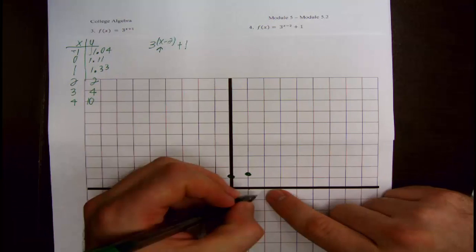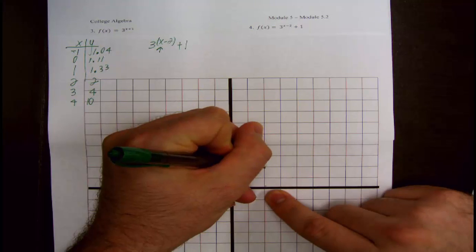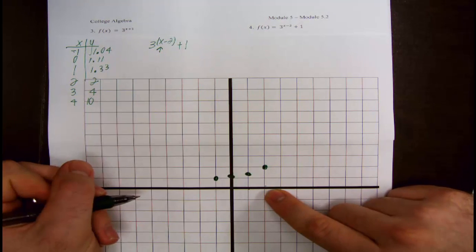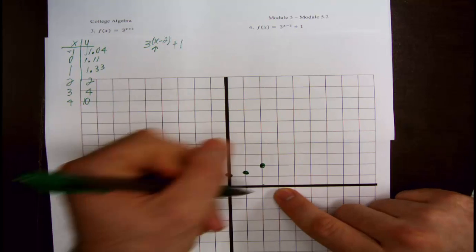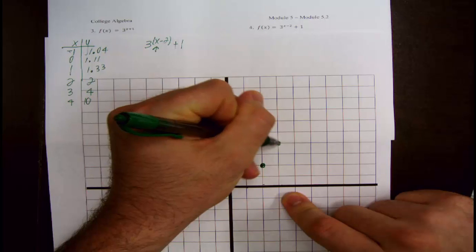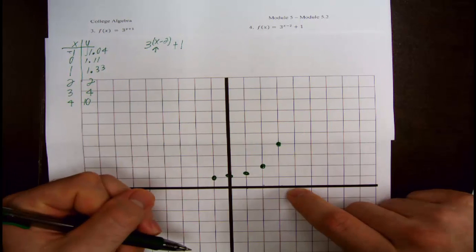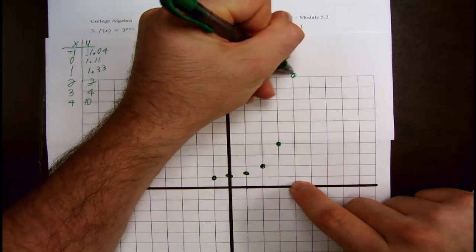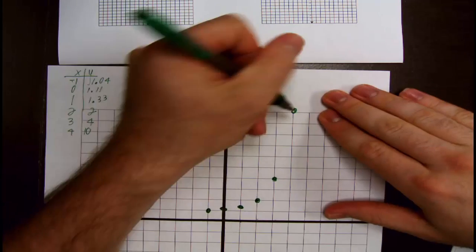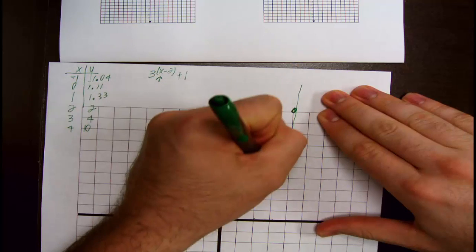We have 2, 2, and 3, 4, and 4, 10. And that gives us a beautiful picture of our graph.